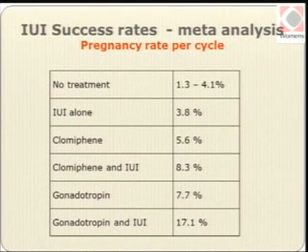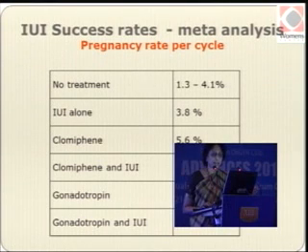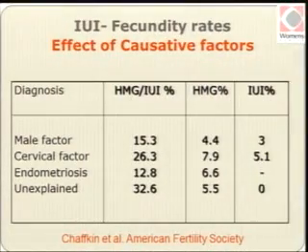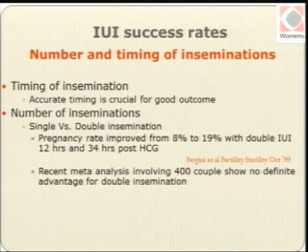Finally, the success rates in a meta-analysis: the pregnancy rate per cycle, if you have no treatment at all, might range anywhere from 1.3 to 4, IUI alone 3.8, clomiphene 5.6, clomiphene with IUI 8.3, gonadotropin 7.7, gonadotropins and IUI upwards of 17. Even with different factors, the same holds good. When you're using gonadotropins and IUI together, your success rates are far higher than using either one of them alone.